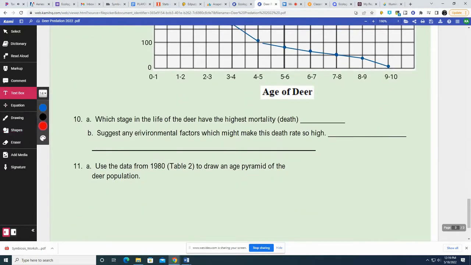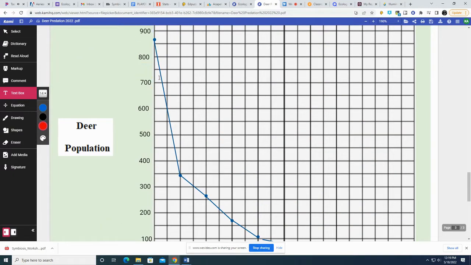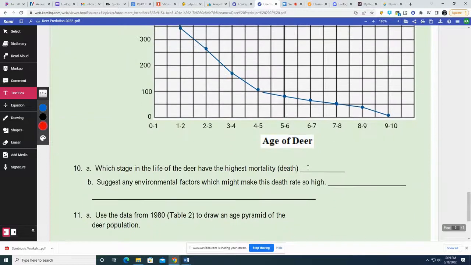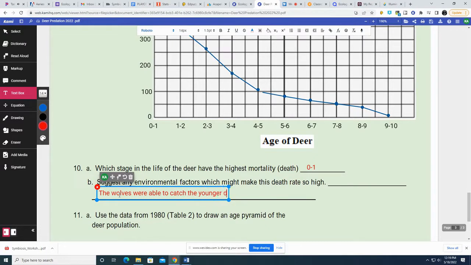All right, let's see here. Which stage of life has the highest mortality rate or death rate? That's where it drops the biggest. And that's going to be between 0 and 1 year old. So just any environmental factors that might make this death rate so high. I'd say the wolves were able to catch the younger deer.